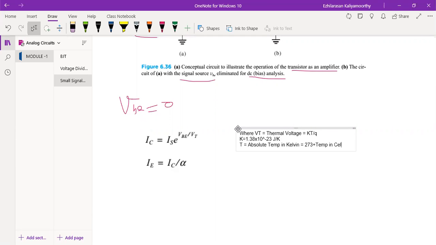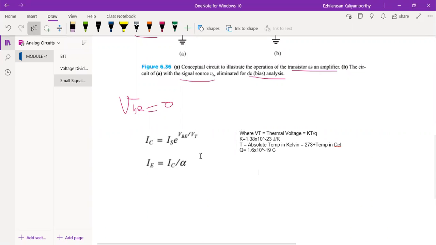That is temperature in degrees Celsius. That is T you have to get. Then the third parameter is Q. The Q is nothing but charge. Q is equal to 1.6 times 10 to the power of minus 19 Coulomb. So these are the parameters, where IS is nothing but the reverse saturation current, and VBE is nothing but the applied voltage.